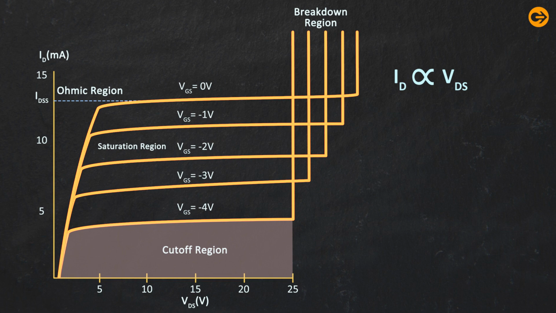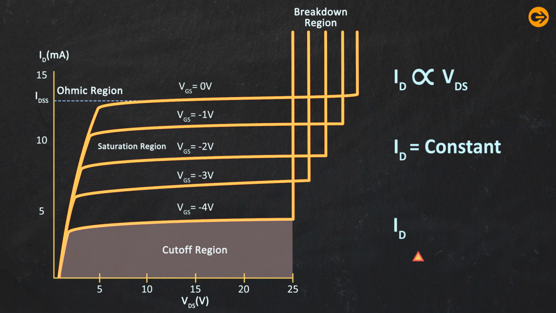The next one is the saturation region. Here, the current ID is fairly constant and it is independent of VDS. The third one is the breakdown region. In this case, the drain current ID increases rapidly with a small increase in VDS.